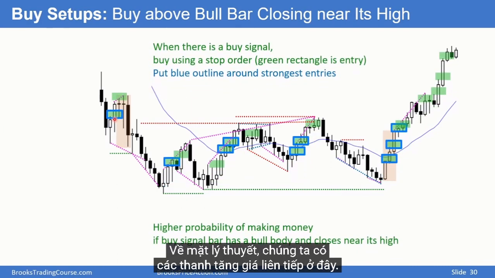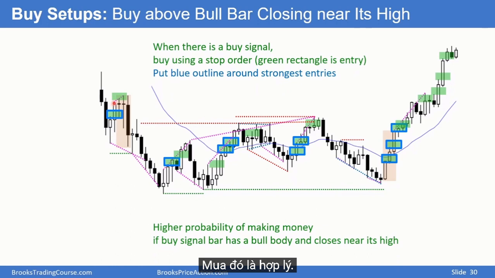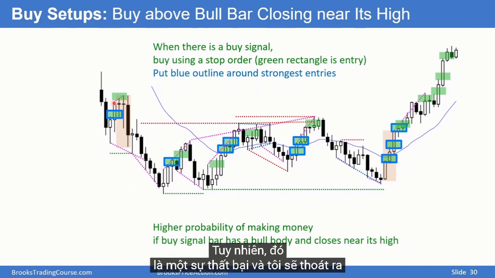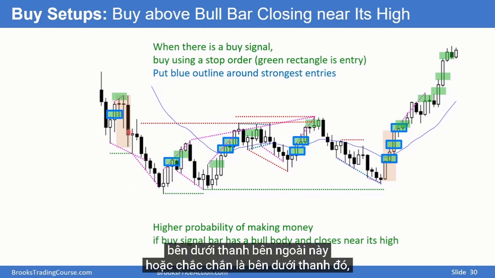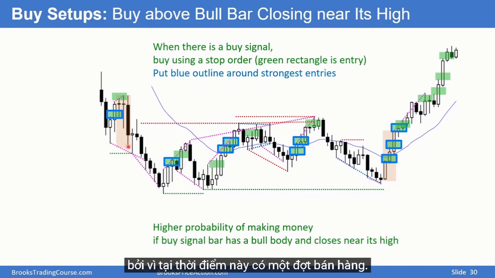Theoretically, if we have consecutive bull bars here, it's reasonable to take that buy. However, it turned out to be a failure, and I would get out either below this outside bar or certainly below that, because at this point there's a sell.